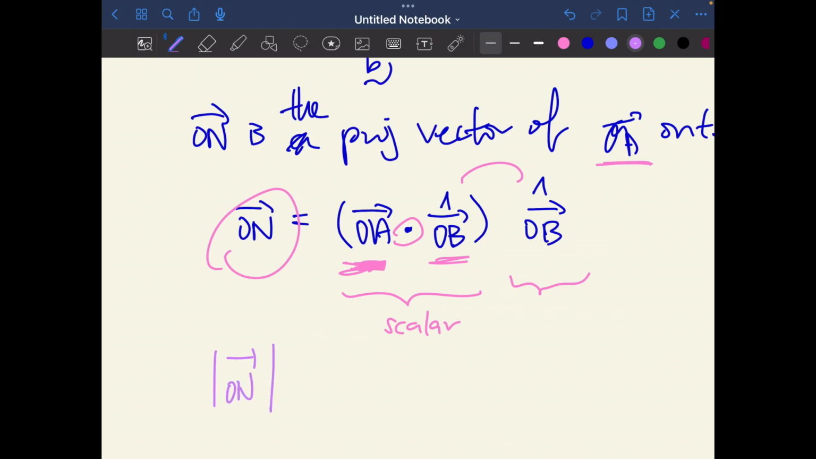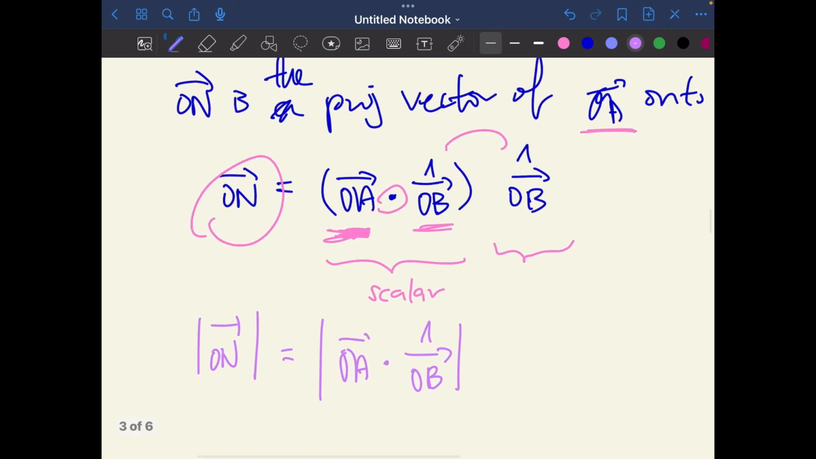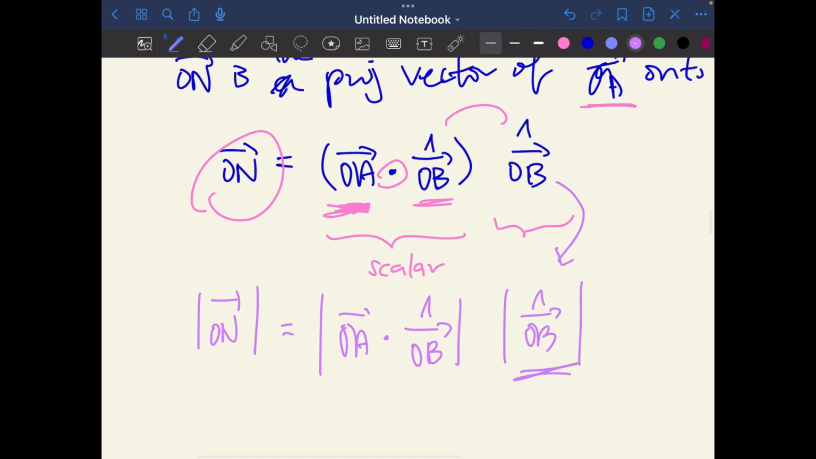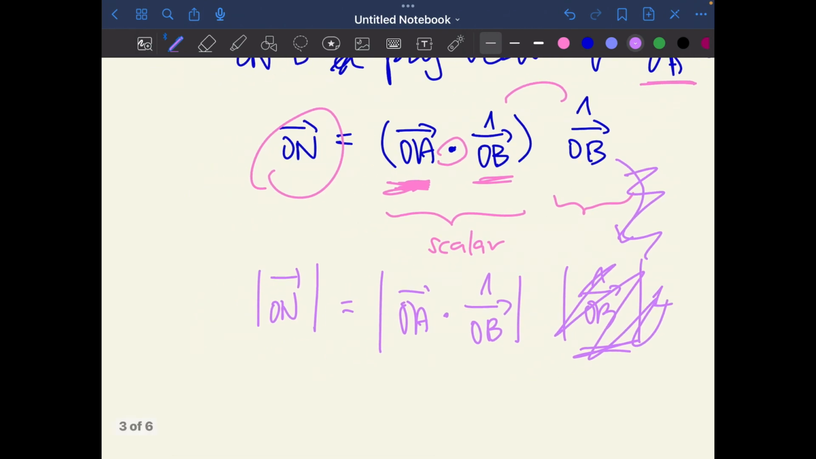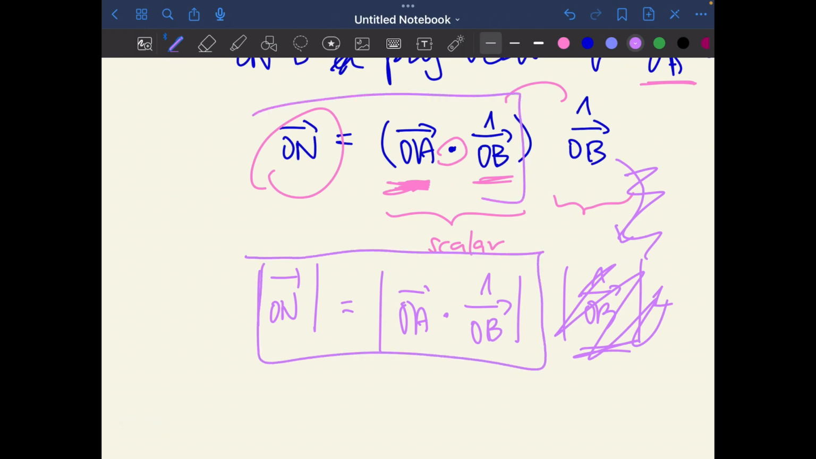And then if you want the magnitude of your projection vector, it would be just mod of this thing. So it will be mod OA dot unit vector OB. And technically you have the magnitude of your unit vector here too, but because the unit vector is 1, you can cancel it, ignore it. So your magnitude of your projection vector would be this. You can see the similarity.